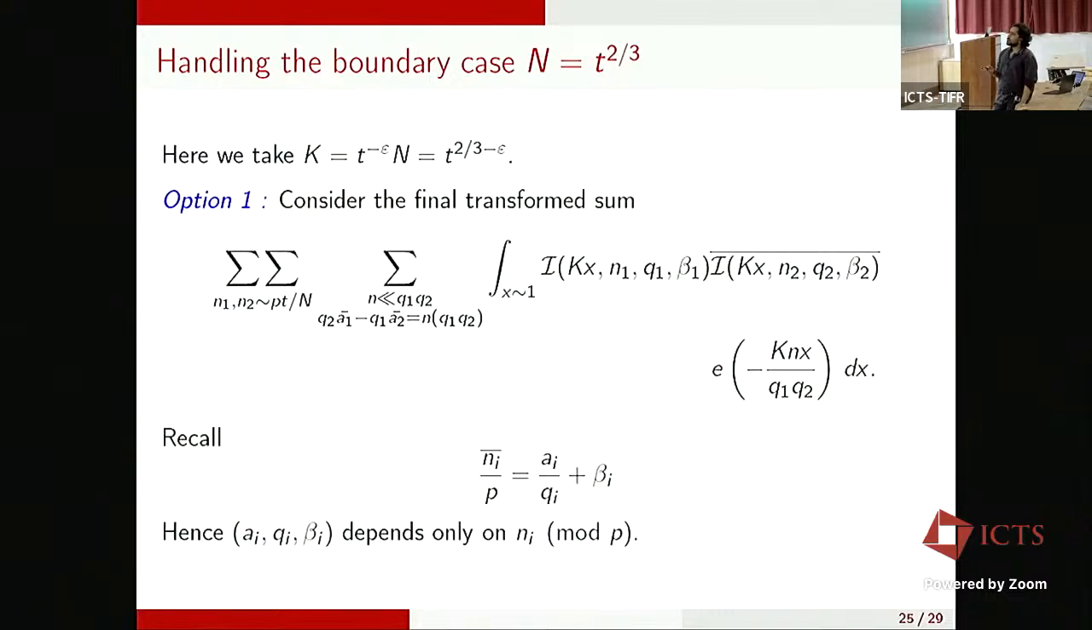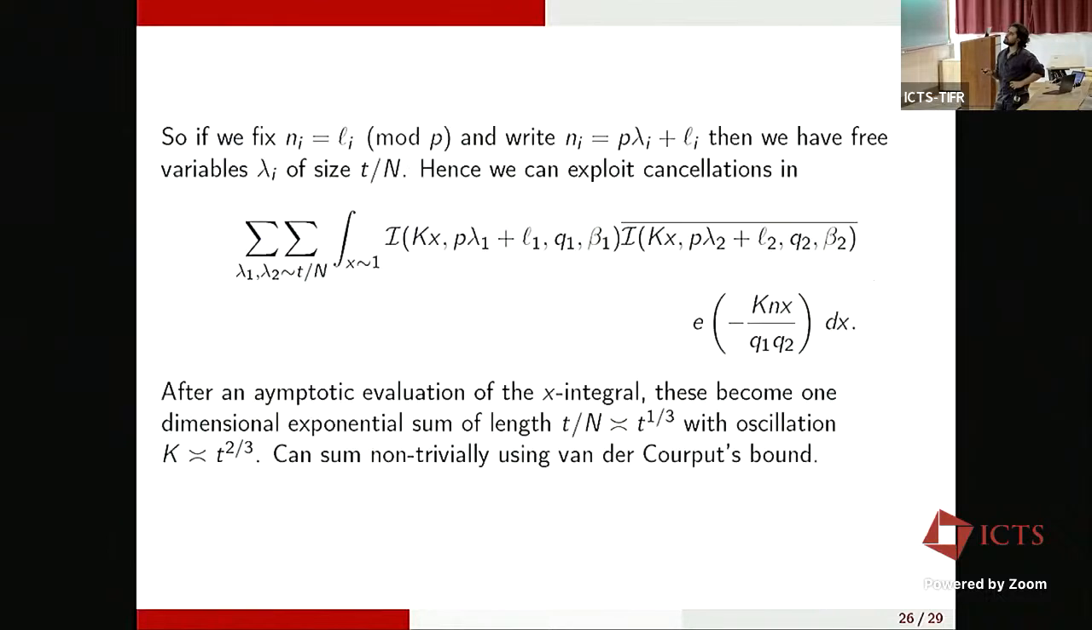Yeah, so we use these variables in the following way. If you look at this Diophantine approximation that we did, then these a_i's, q_i's, and beta_i only depend on the residue classes mod p. Yeah, they only depend on n_i modulo p. So if you restrict n_1 and n_2 to be in a fixed residue class, then we have some free variables at our disposal.